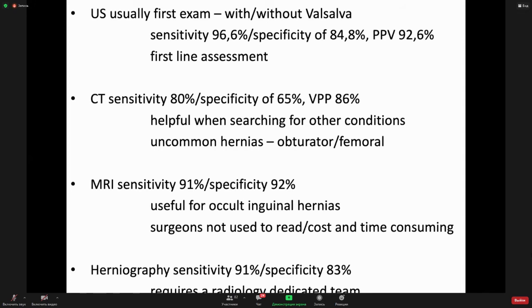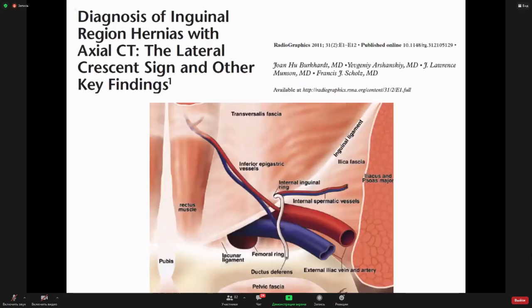So what's my idea here? I will discuss with you in very few slides the radiologic appearance on the computed tomography of the inguinal region, and then we're going to go straight to the ultrasound, which is much more common for the surgeons. So it's all about anatomy.